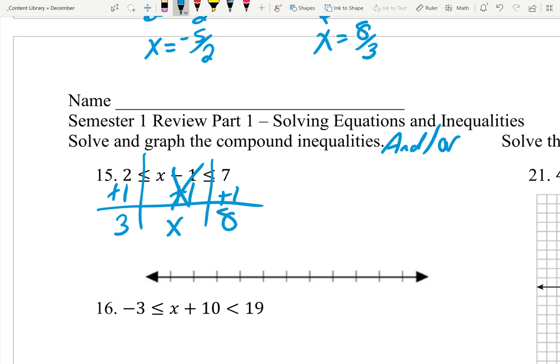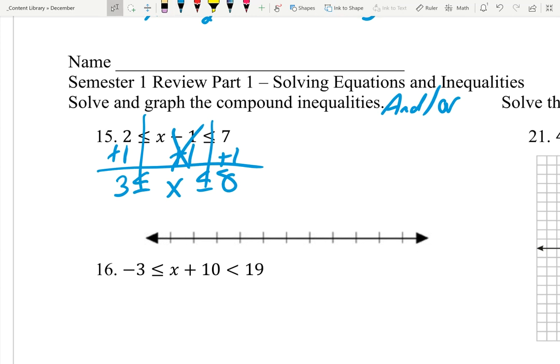Now, there was no division here. There was no dividing of a negative, so the signs will stay exactly the way they were. And there's our result. X is between 3 and 8. So on our number line, we'll have to make sure we have 3 and 8. So we'll have 3, 4, 5, 6, 7, 8, 9, 10, 11. We'll do 2 and 1.